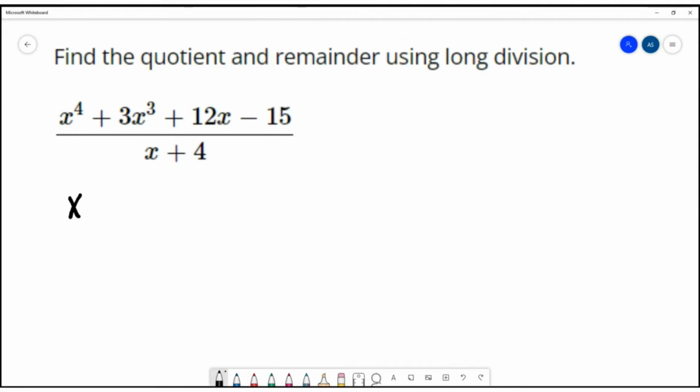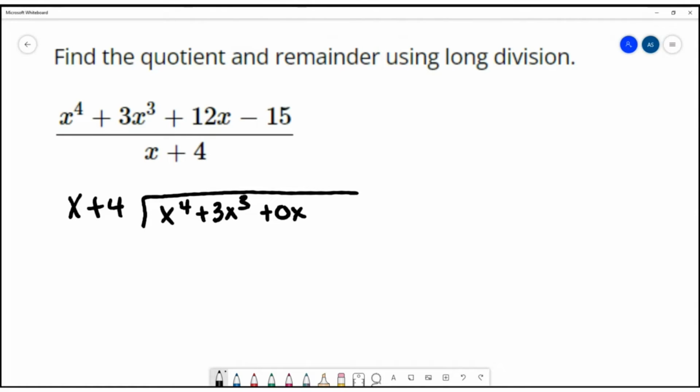So we're going to set this up as x plus 4 divided into x to the fourth plus 3x cubed. We're going to put that placeholder in the x squared, so 0x squared is 0. So we're not changing our problem. And like I said, this is just making sure that all of the like terms line up. And when they line up, those are the ones that we add together.